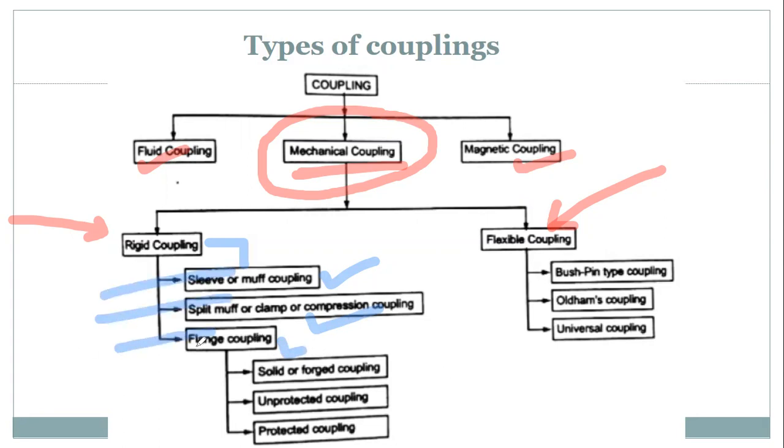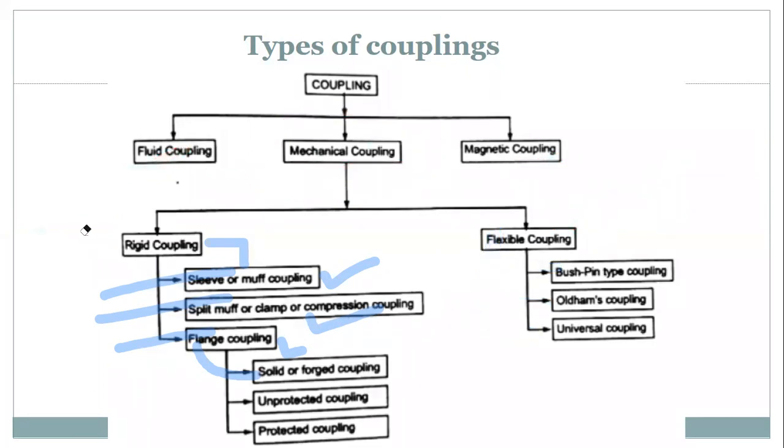Flange coupling is again further divided as solid or forged coupling, unprotected coupling, and protected coupling. Don't worry, we are going to see the meaning of all of them in detail further. The flexible couplings are divided as bush pin type coupling, Oldham coupling, and universal coupling. So basically, two main types of mechanical couplings are there, rigid coupling and flexible coupling. And further, they are subdivided like I told you right now.